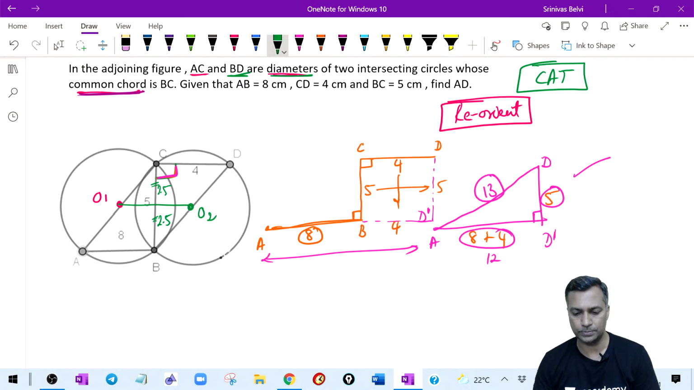And then what do we do? How do you use this 4? There is a 4 here, there is a 2.5 here. So what do I do with this?